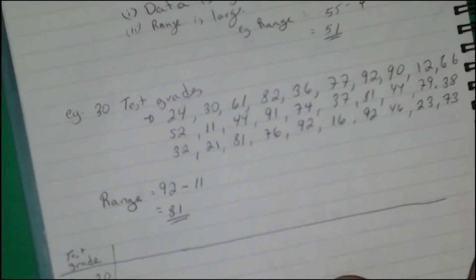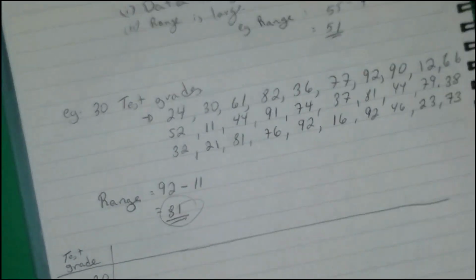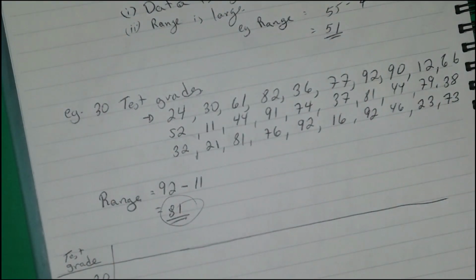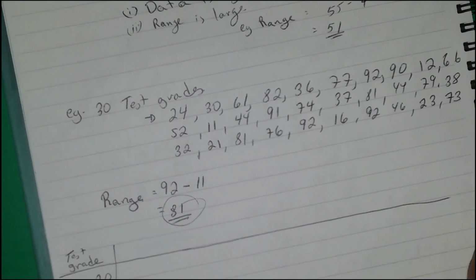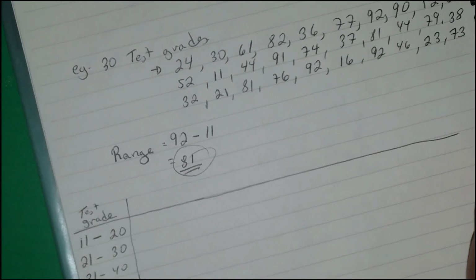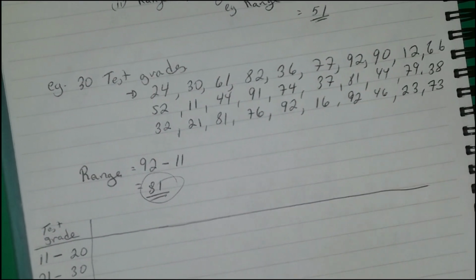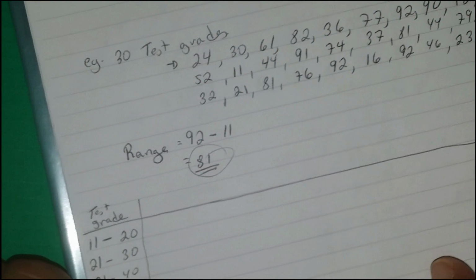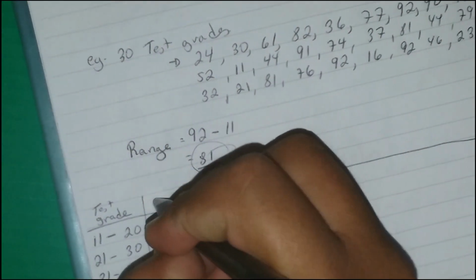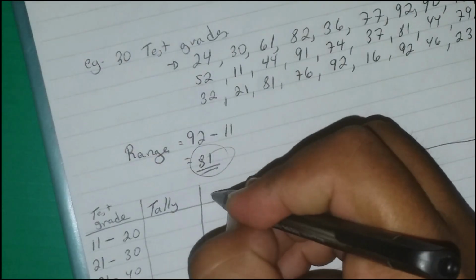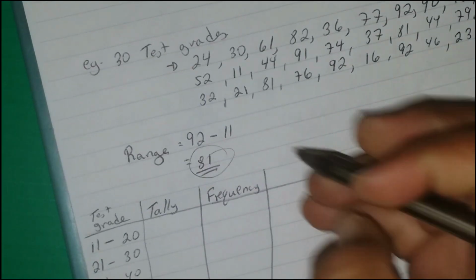So we have grouped our information, the data that has been given to you, and the reason why we grouped it is because we had a large range, which means that we couldn't list 81 numbers, right? Next thing that follows after this is we need to count. We have tally, followed by the frequency, and then we will continue afterwards.